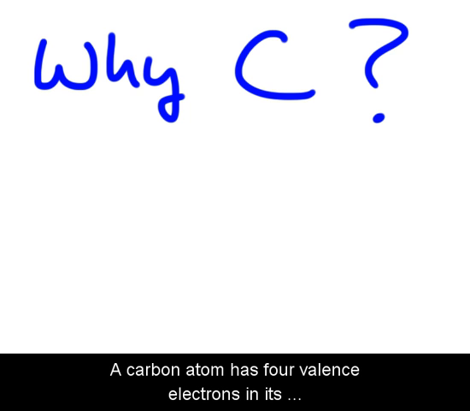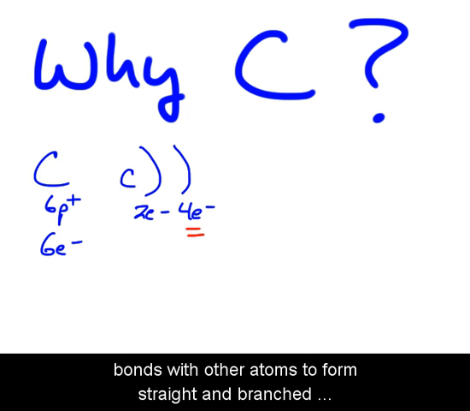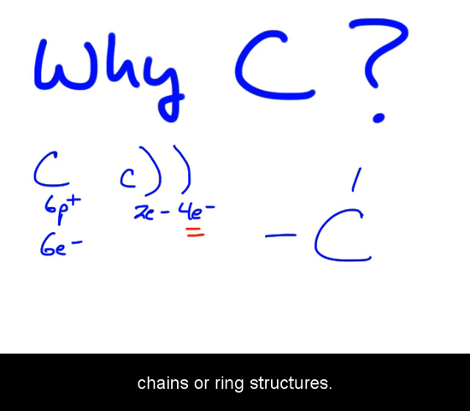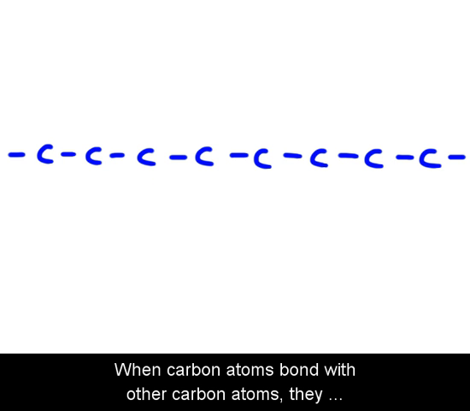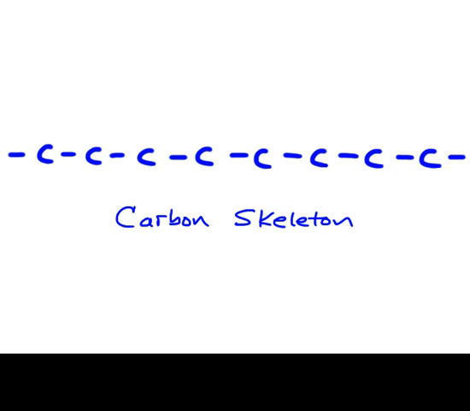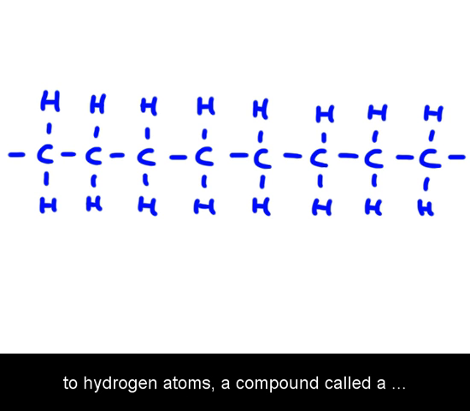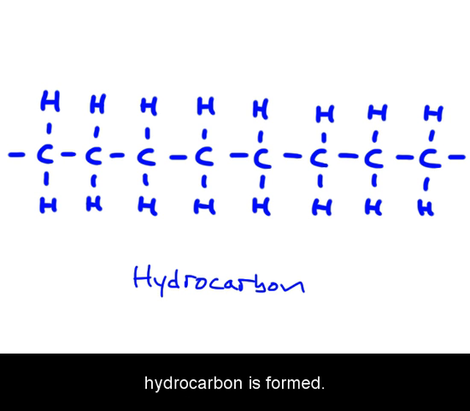A carbon atom has 4 valence electrons in its outermost shell, which means it can form multiple covalent bonds with other atoms to form straight and branched chains or ring structures. When carbon atoms bond with other carbon atoms, they form a chain called the carbon skeleton. If the carbon atoms in the carbon skeleton are bonded to hydrogen atoms, a compound called a hydrocarbon is formed.